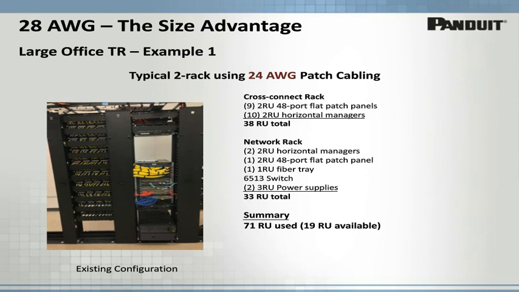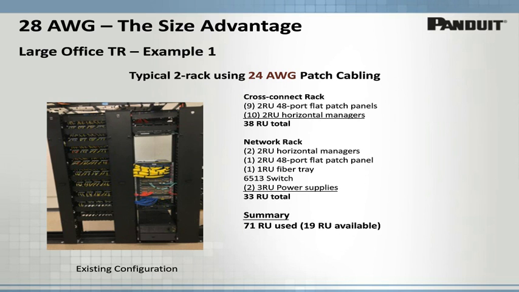cabling. In the cross-connect rack on the left, we have 9 2RU 48-port flat patch panels for a total of 18 RU, and we have 10 2RU horizontal managers totaling 20 RU for a total of 38 RU in the cross-connect rack. Now, looking at the network rack, on the right, we have from the top 2 2RU horizontal managers, 1 2RU 48-port patch panel, 1 1RU fiber tray, a 20 RU 6513 switch, and 2 3RU power supplies at the bottom, totaling 33 RU in that rack. So that altogether, 71 RU is being used to provide connectivity for 480 ports, leaving us 19 RU of available rack space between the two racks.